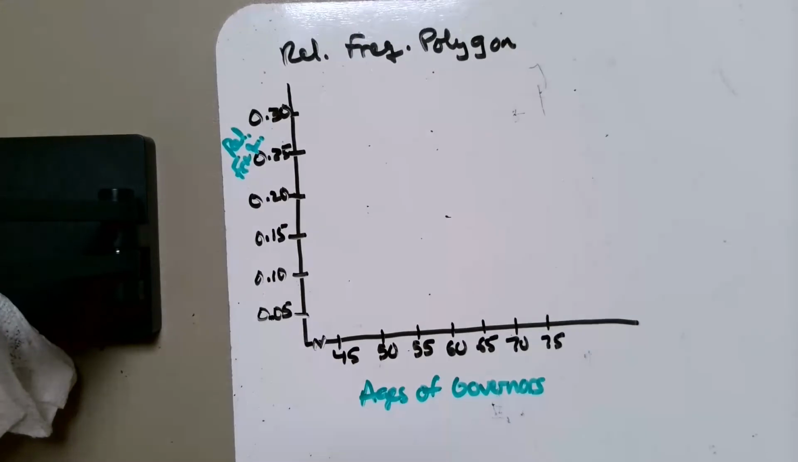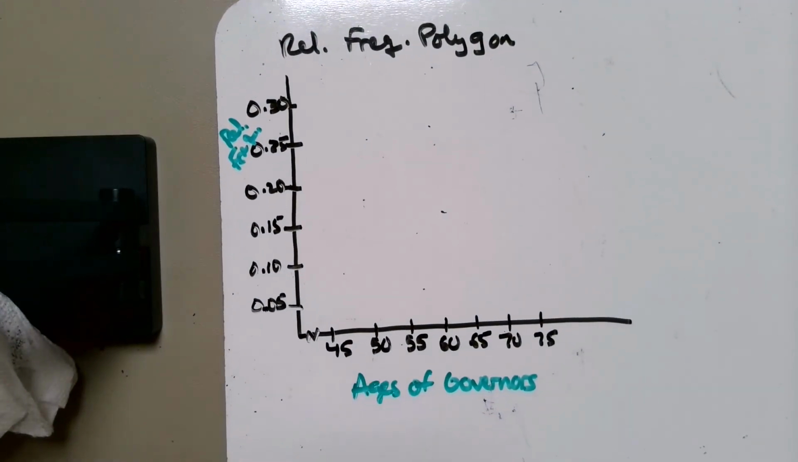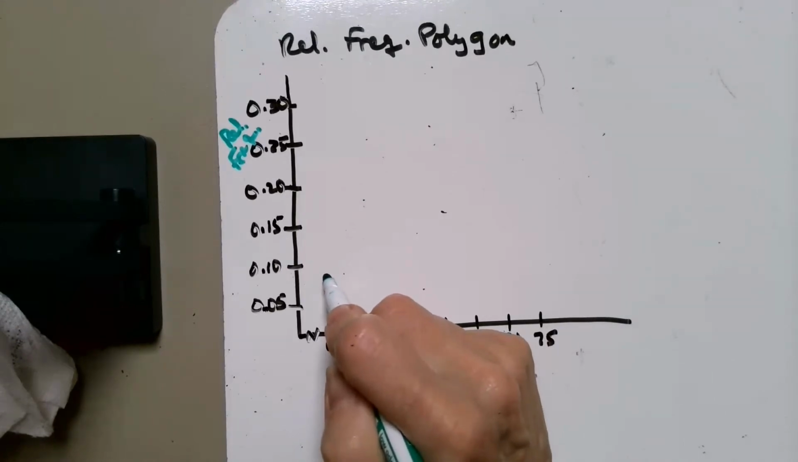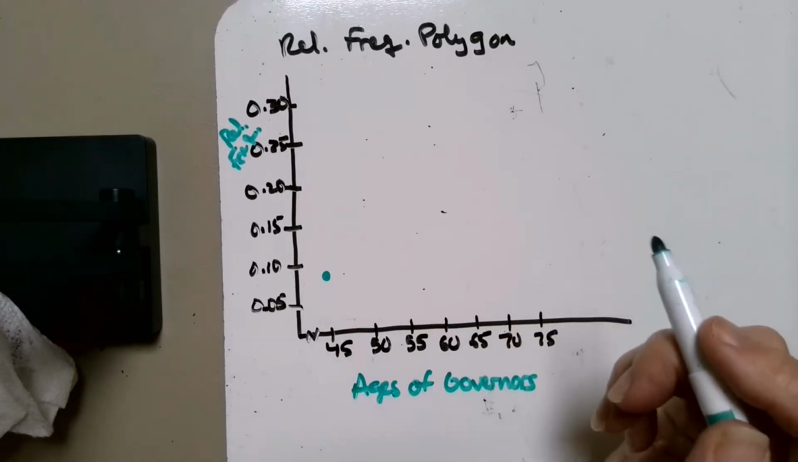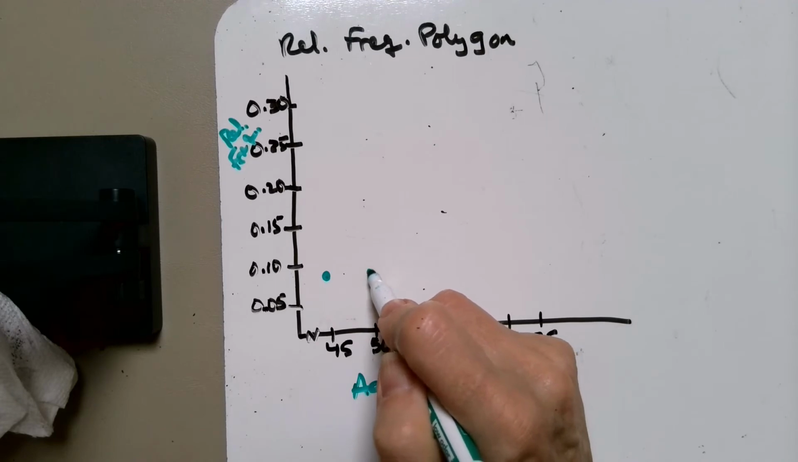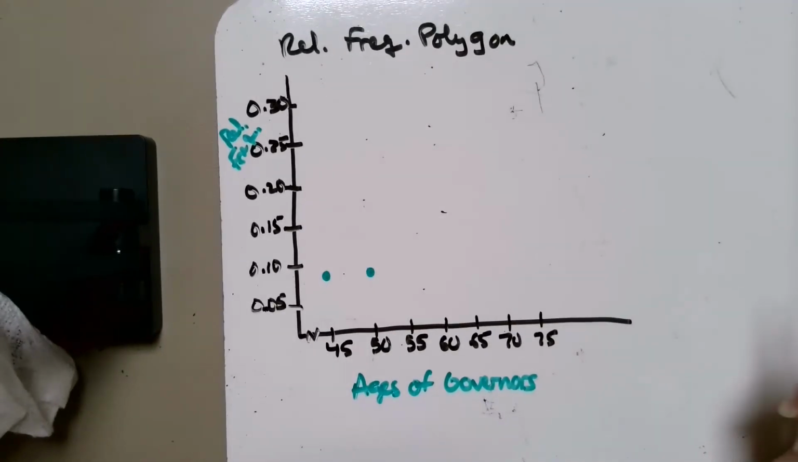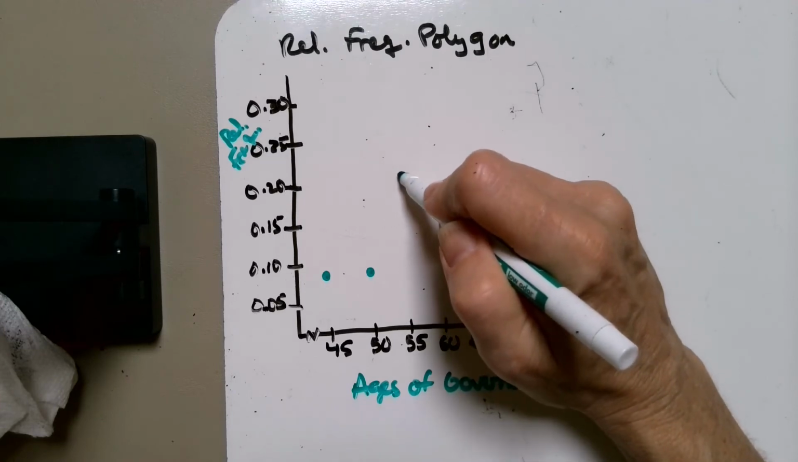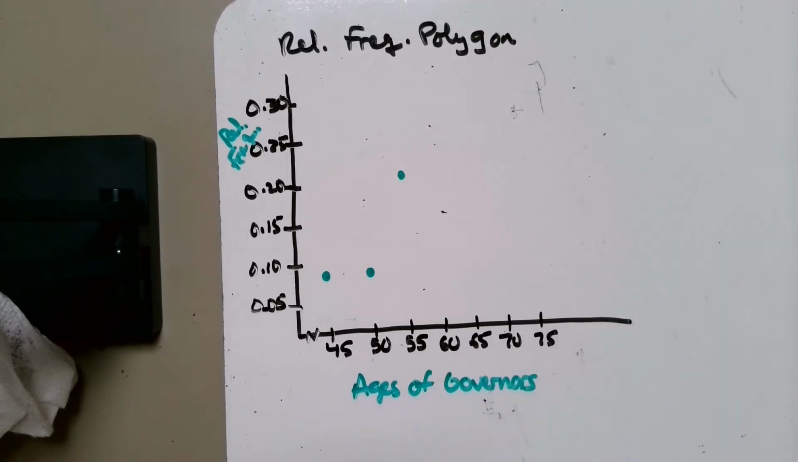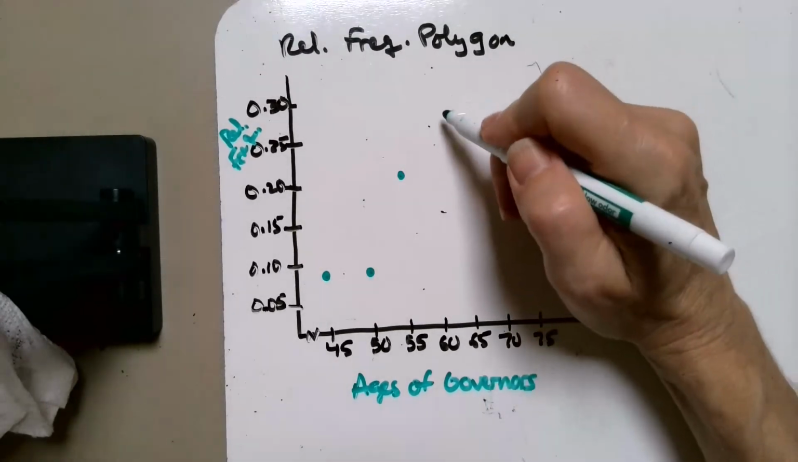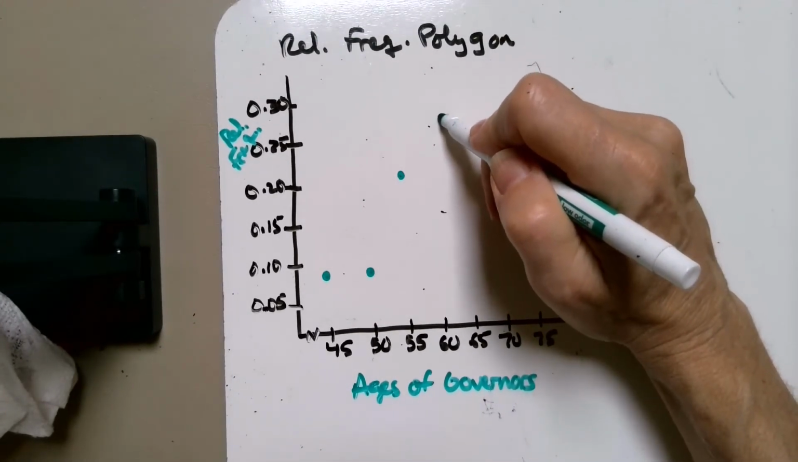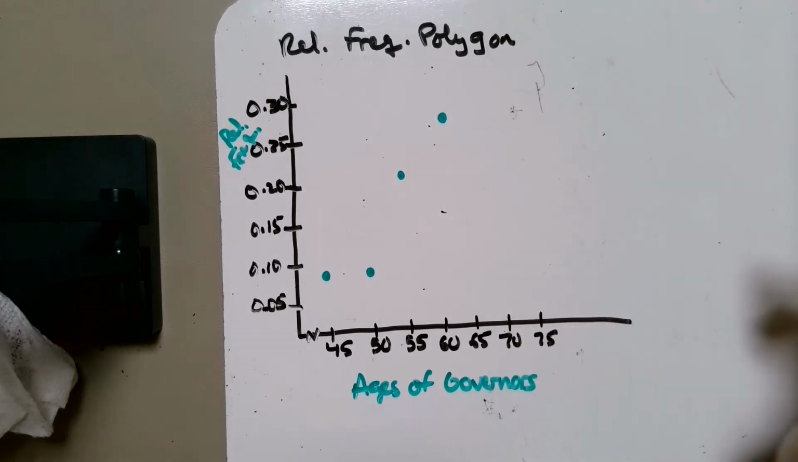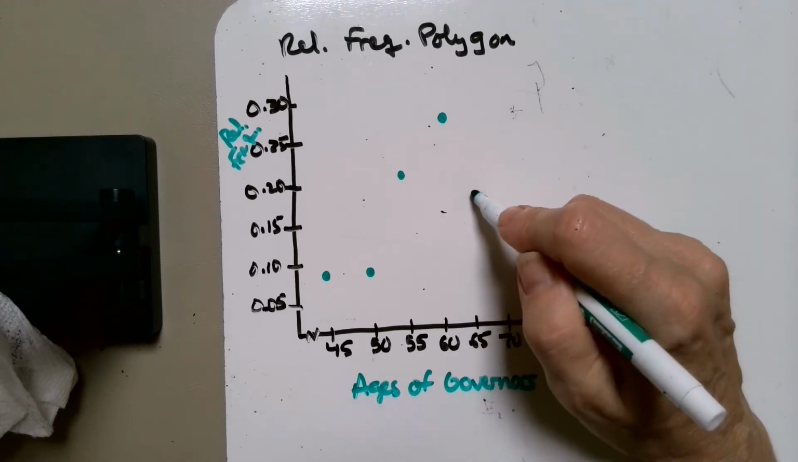And so I'm going to draw a line graph and I'm just going to put over the midpoint, the point at the height of the relative frequency for each class. So the first class with a midpoint of 45 has a relative frequency of 0.08 or 8%. The second class with a midpoint of 50 has a relative frequency of 0.08 or 8%. The next class with a midpoint of 55 has a relative frequency of 0.22 or 22%. The next class with a midpoint of 60 has a relative frequency of 0.28 or 28%. The next class with a midpoint of 65 has a relative frequency of 0.18 or 18%.